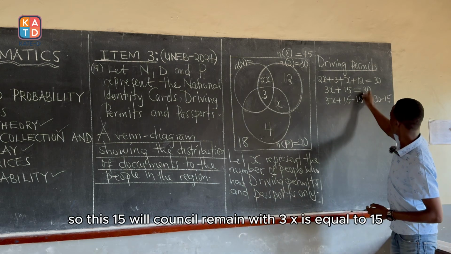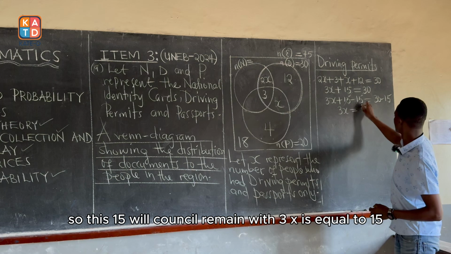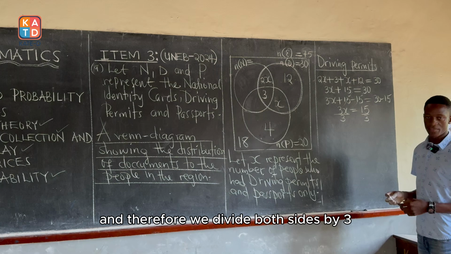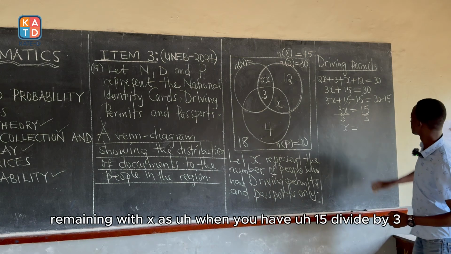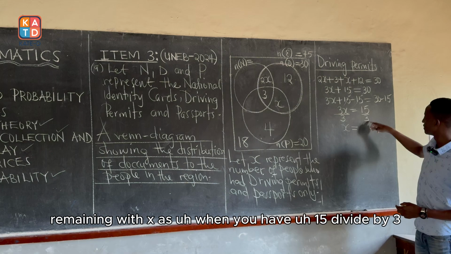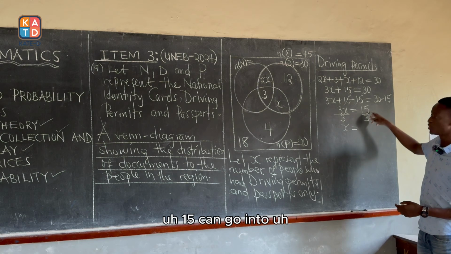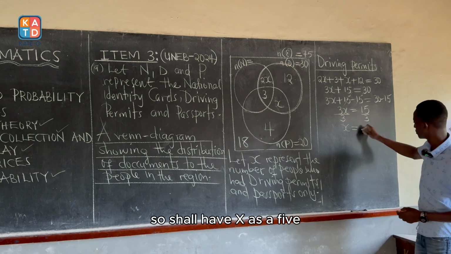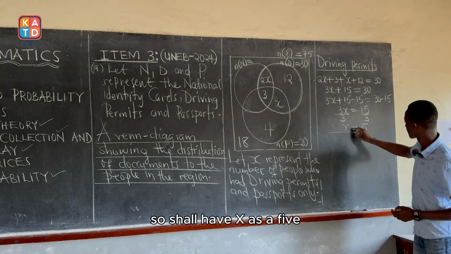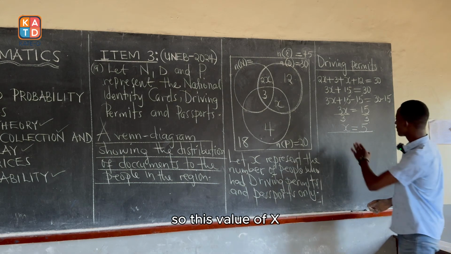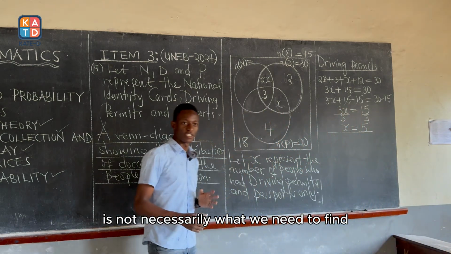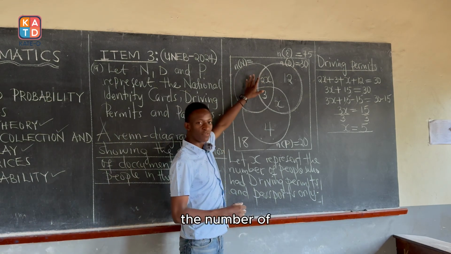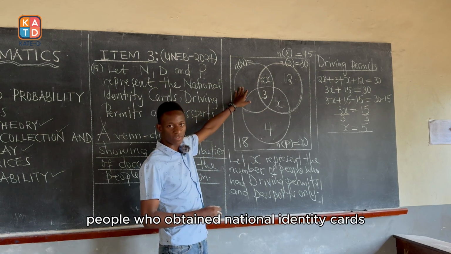So this 15 will cancel, we remain with 3x is equal to 15, and therefore we divide both sides by 3, remaining with x as 15 divided by 3. 3 can go into 15 5 times, leaving no remainder. So we shall have x as 5. So this value of x is not necessarily what we need to find. Our task, we are looking for the number of people who obtained national identity cards.